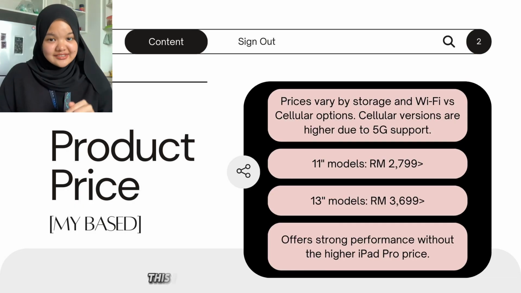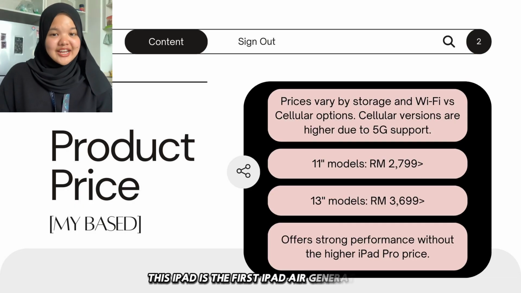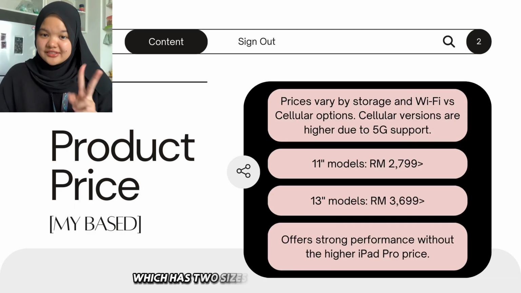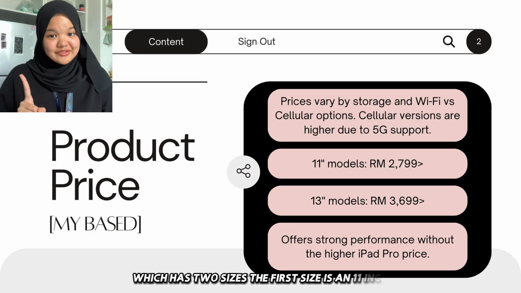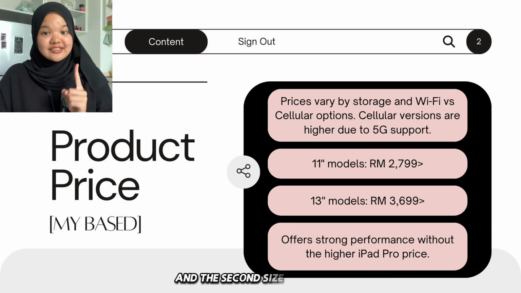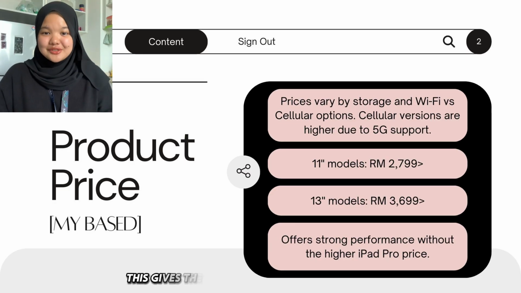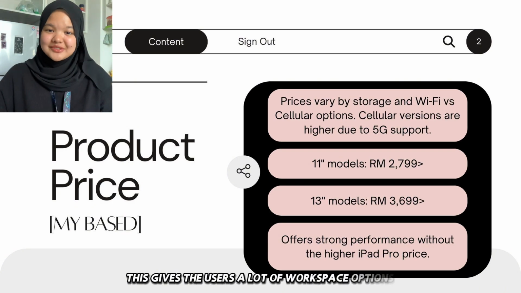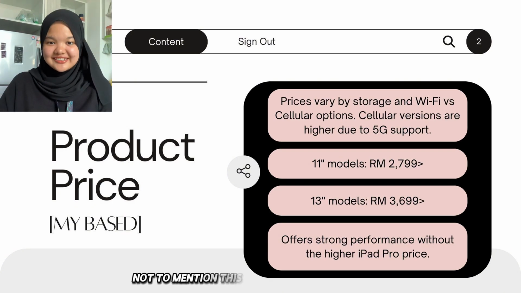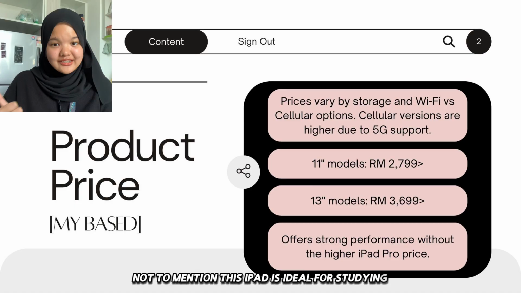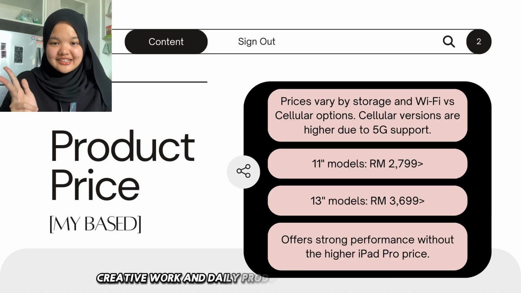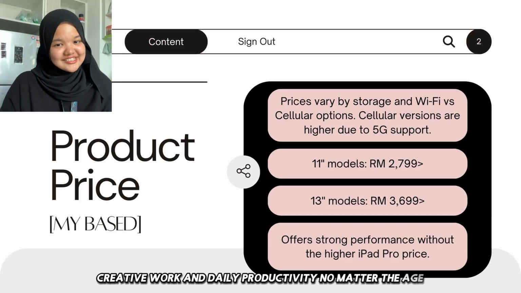Continue. This iPad is the first iPad Air generation which has two sizes. The first size is an 11-inch and the second size is a 13-inch. This gives the users a lot of workspace options. Not to mention, this iPad is ideal for studying, creative work, and daily productivity no matter the age.